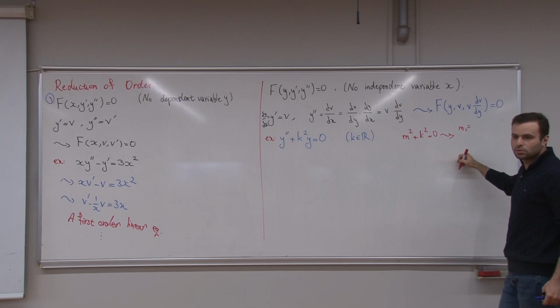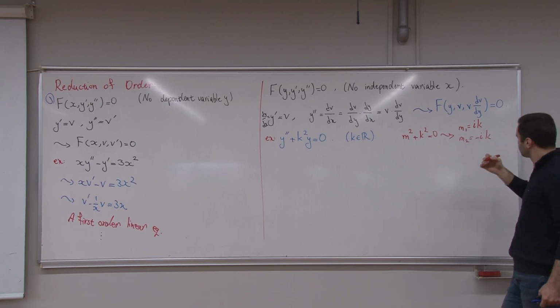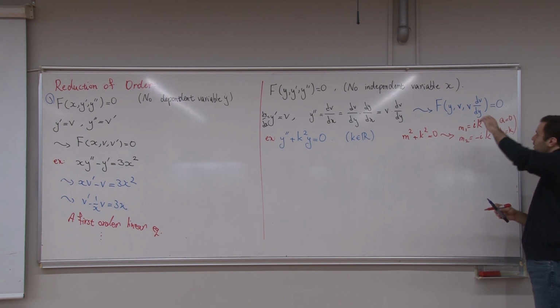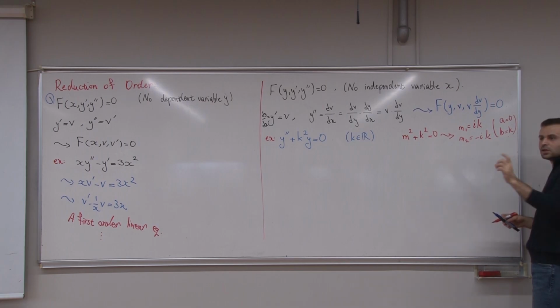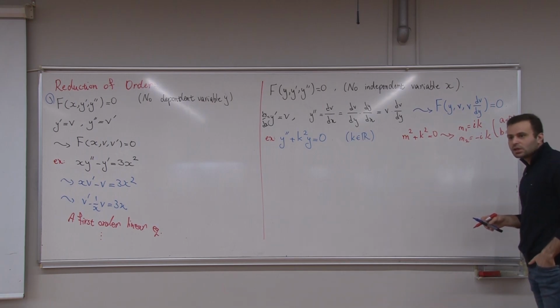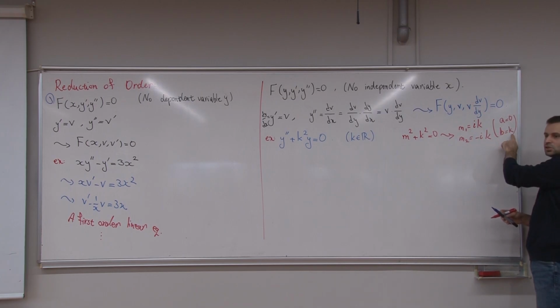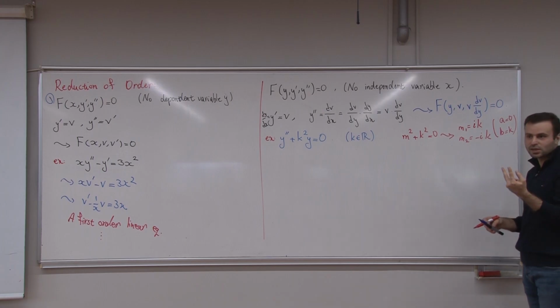From here, what are our roots? m1 is equal to ik, m2 is equal to minus ik. So in this case, our a is equal to 0, b is equal to k. So what are we going to have? E to the power of 0x times cosine of bx, or cosine of kx. So cosine of kx is one solution. Another solution is e to the power of 0x sine of bx, which is going to be e to the power of 0x times sine of kx. And this is going to be the second solution.